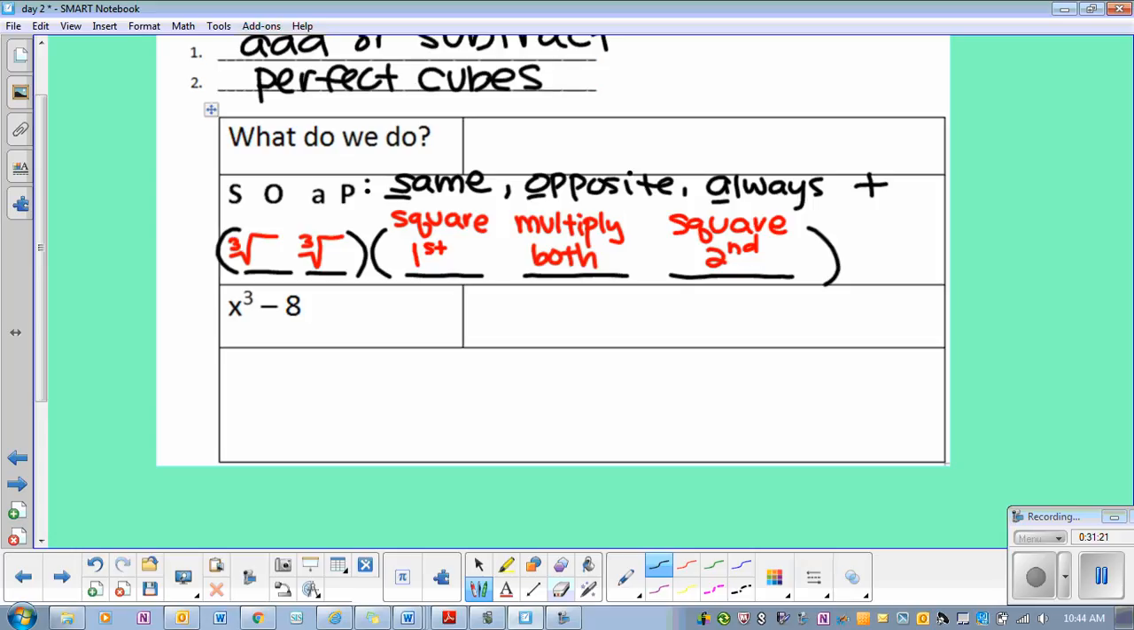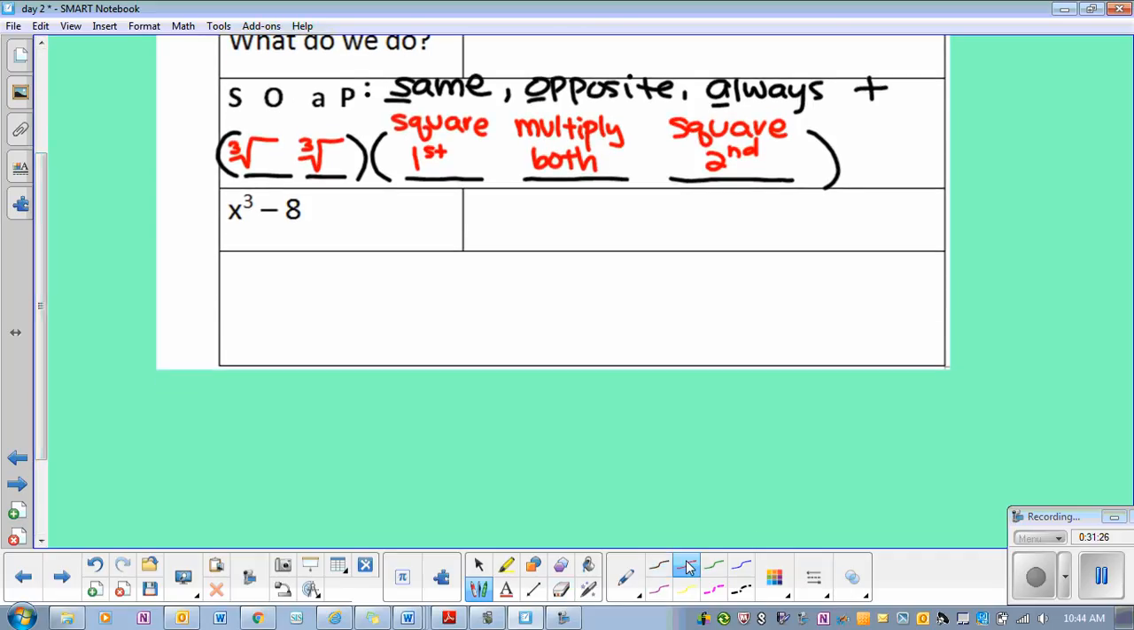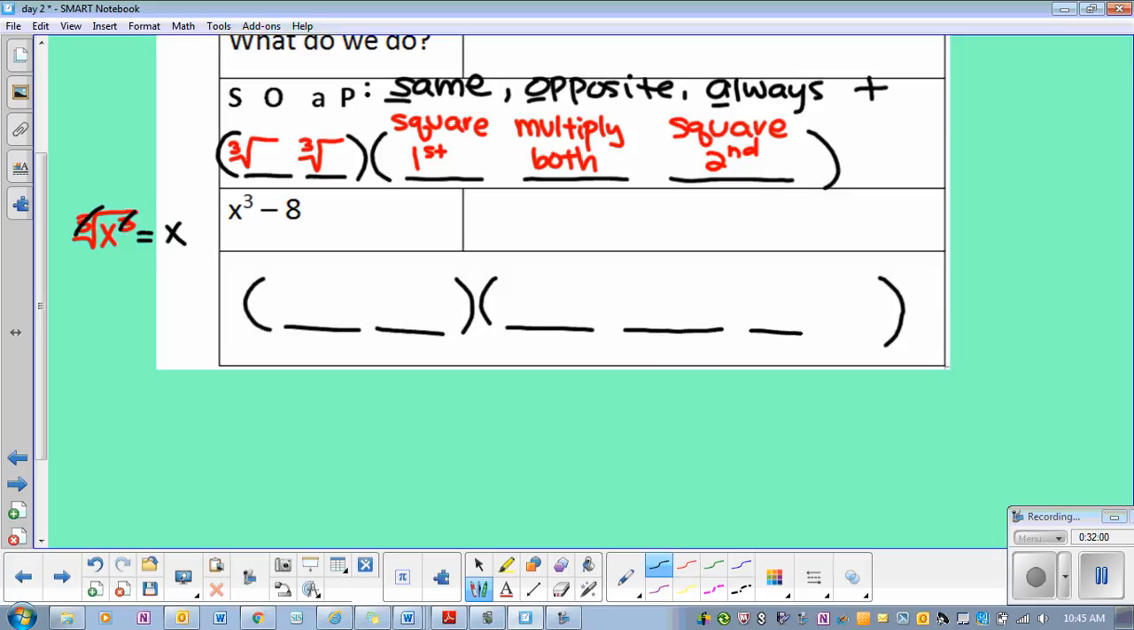Alright, so then let's look at x cubed minus 8. Let's try this. X cubed, is that a perfect cube? Yeah, it's x. The cube root of x cubed, these cancel out, it's just x. Okay? What's the cube root of 8? 2. Alright, so we can use the SOAP way. Let's set up our 2 and the 3.